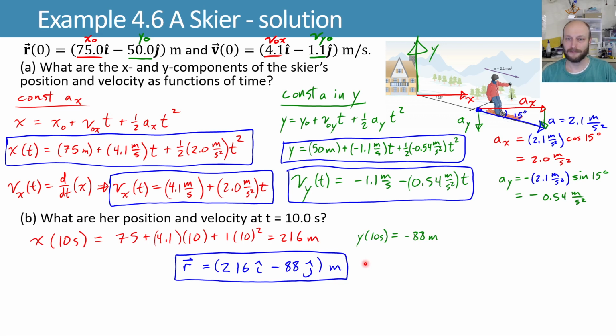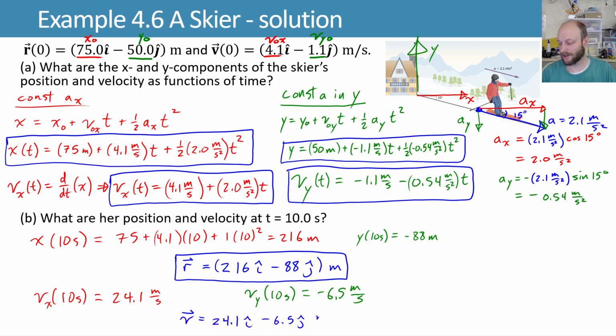How about velocity? Well, again, we have our velocity functions. We'll plug in 10 seconds to those, and we'll get values for the velocity in the x at 10 seconds, and the velocity in the y at 10 seconds. And then we can express our total velocity vector as the x component in the x direction minus the y component in the y direction with units of meters per second.